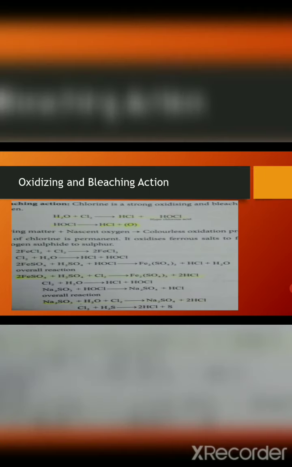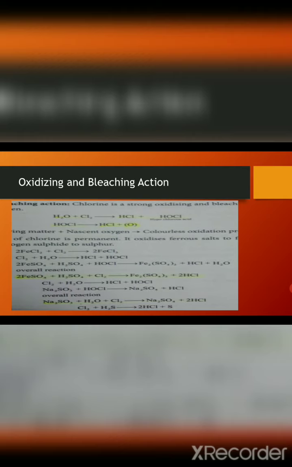And the next one, oxidizing and bleaching action of chlorine. Chlorine is a strong oxidizing agent, and it is also a bleaching agent because of the nascent oxygen it produces. Nascent oxygen means atomic oxygen. See the first equation, water plus Cl2 gives HCl plus HOCl, and the second equation, HOCl gives HCl, hydrogen chloride, plus one nascent oxygen, O. Simply O, it's not O2, it's O. This is what you call nascent oxygen. This nascent oxygen is the reason for its bleaching action.